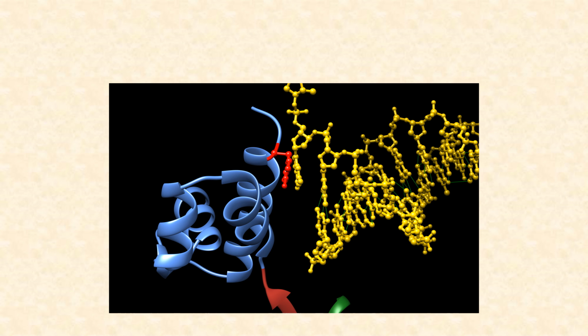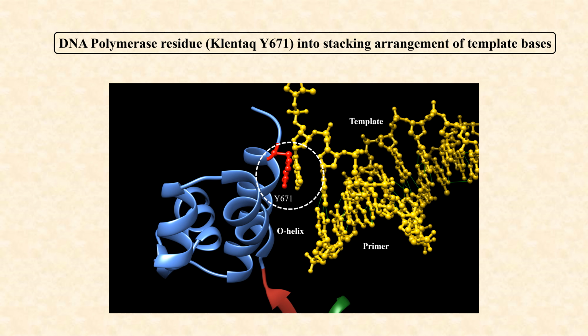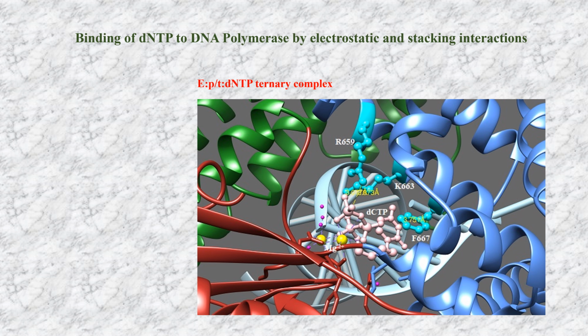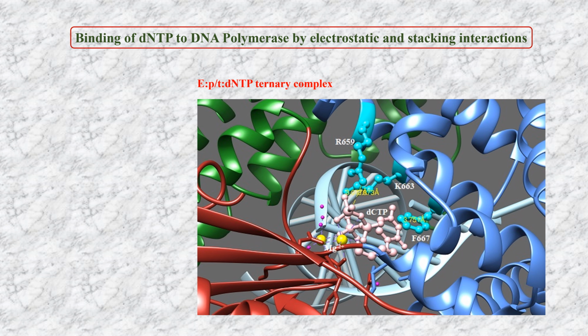Additionally, in the cases of DNA polymerases, such as those from Thermus aquaticus and E. coli, a tyrosine residue enters into the stacking arrangement of the template bases and holds the first base pair of the PT duplex in the active site. Next, a dNTP binds to the EPT complex to form the EPT-dNTP ternary complex. The binding is helped by electrostatic and stacking interactions.